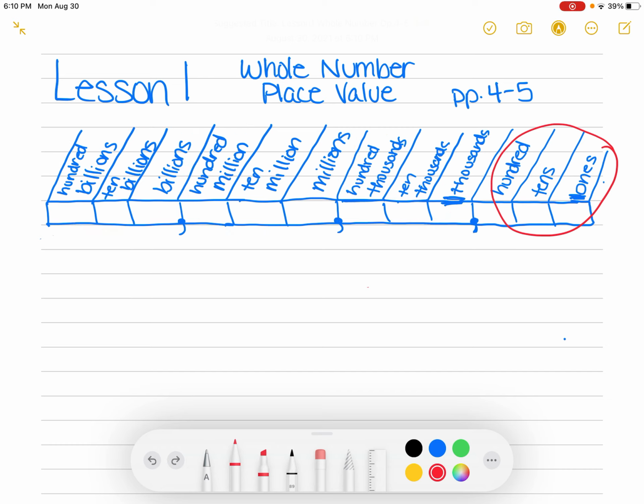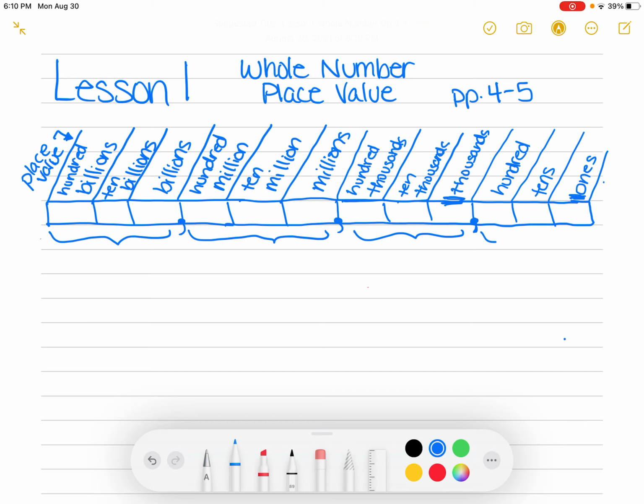So now we're going to write something because I'm going to put it in blue. This stuff up here is called the place value. So each one of these is a place value. Each section has a place value. But down here, we're going to write down what each of these little 3 number sections are called, okay? And each of those is called a period.